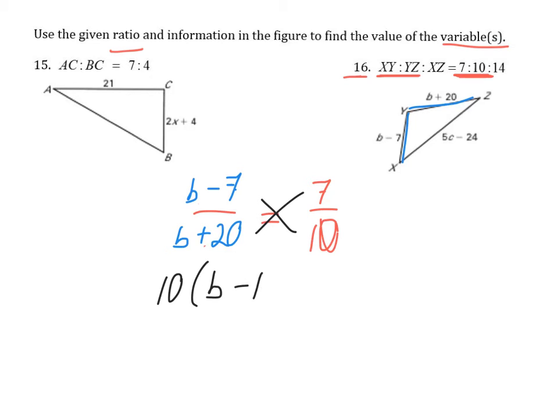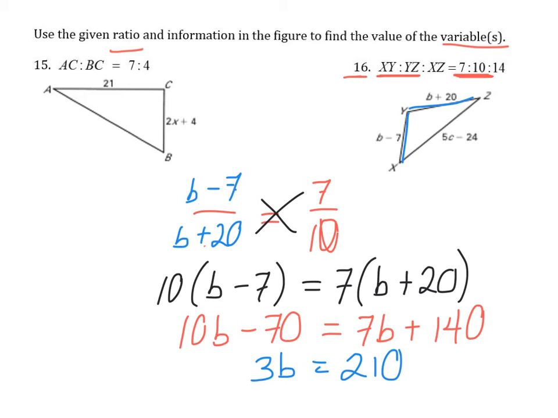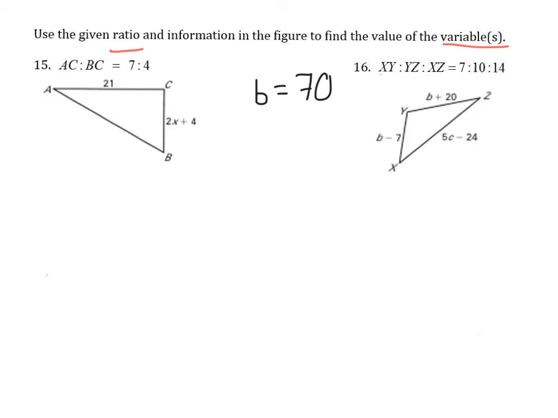So I'm going to have 10 times b minus 7 equals 7 times b plus 20. So I have 10b minus 70, 7b plus 140. So I'm going to end up with 3b equals 210, which tells me that b is going to equal 70. So I have b equals 70.